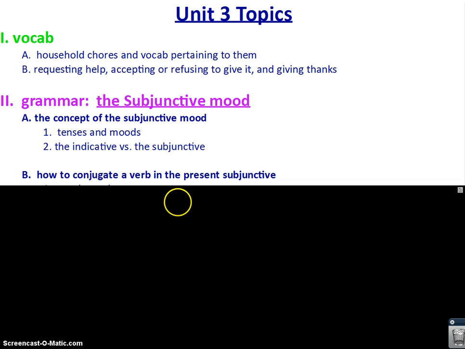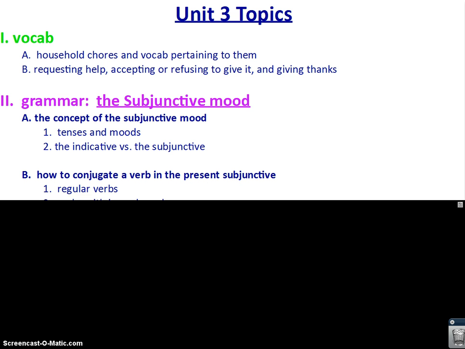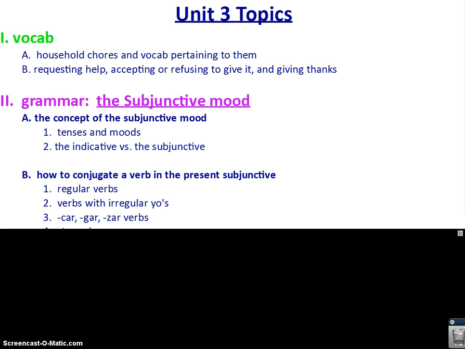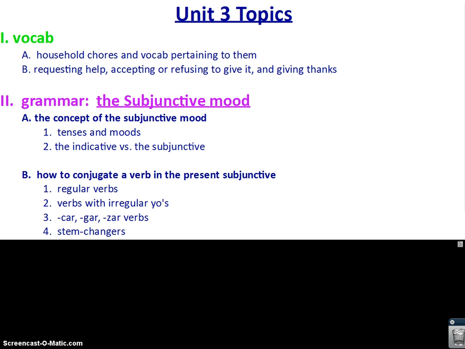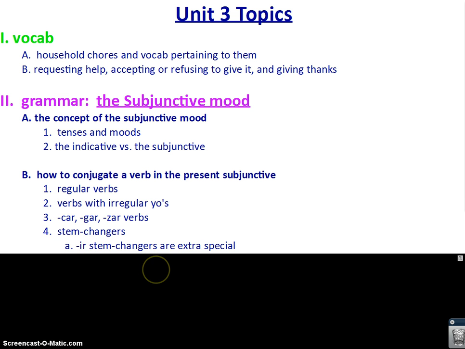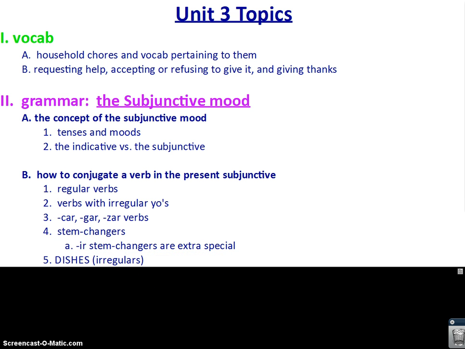We're going to be talking about how to conjugate a verb in the present subjunctive. We're going to talk about how to do that with regular verbs, verbs with irregular yos, car and gar verbs, we're used to those being irregular, stem changers, how IR stem changers are extra special. We're going to be talking about dishes, not the first time we've talked about dishes. If you remember your commands notes, they're listed there. Forming the subjunctive is very similar to forming commands.